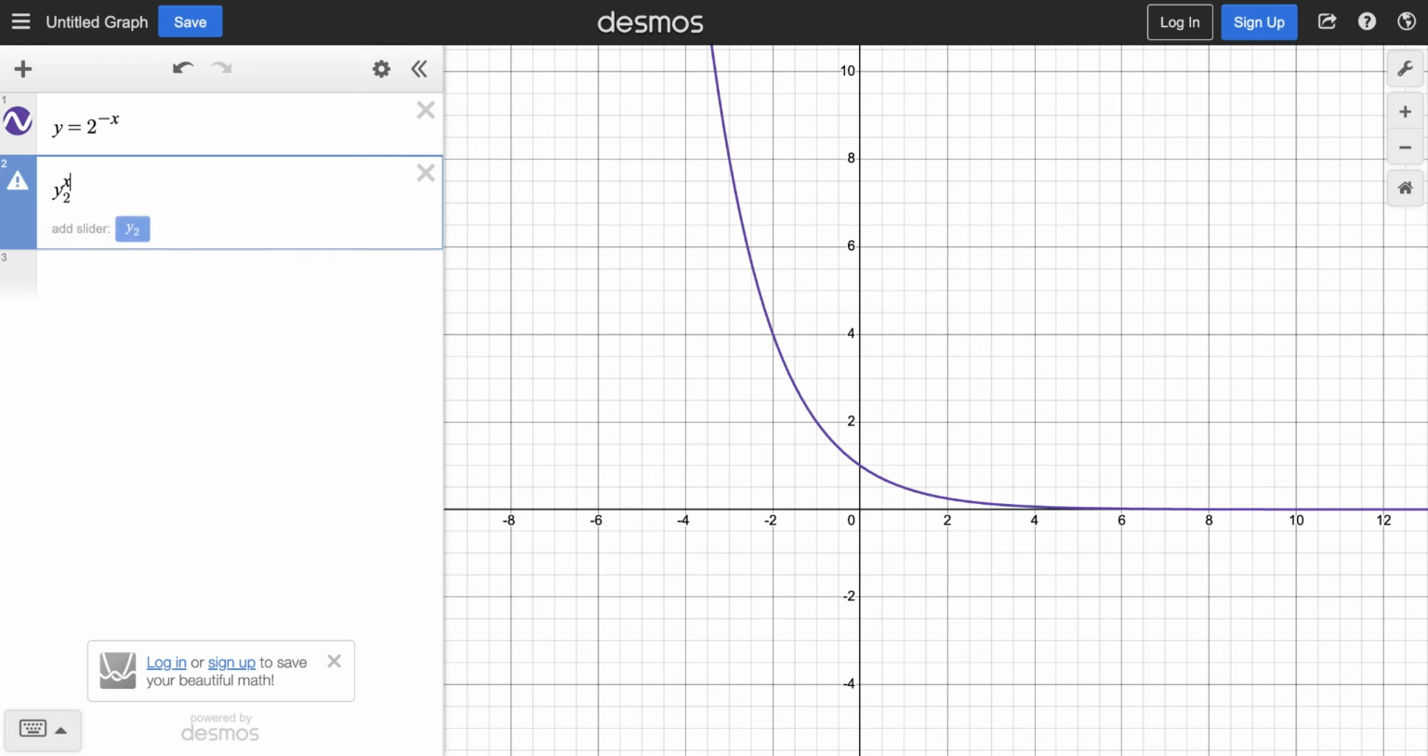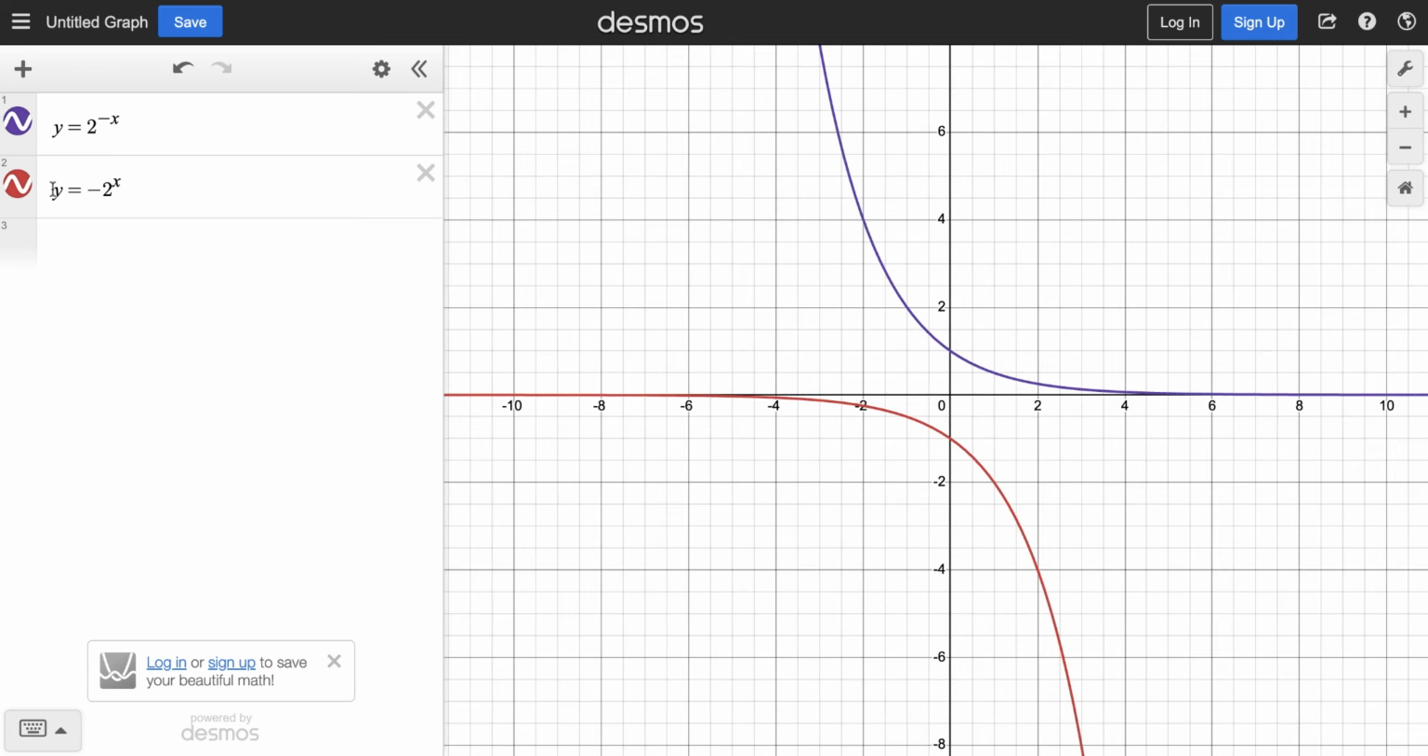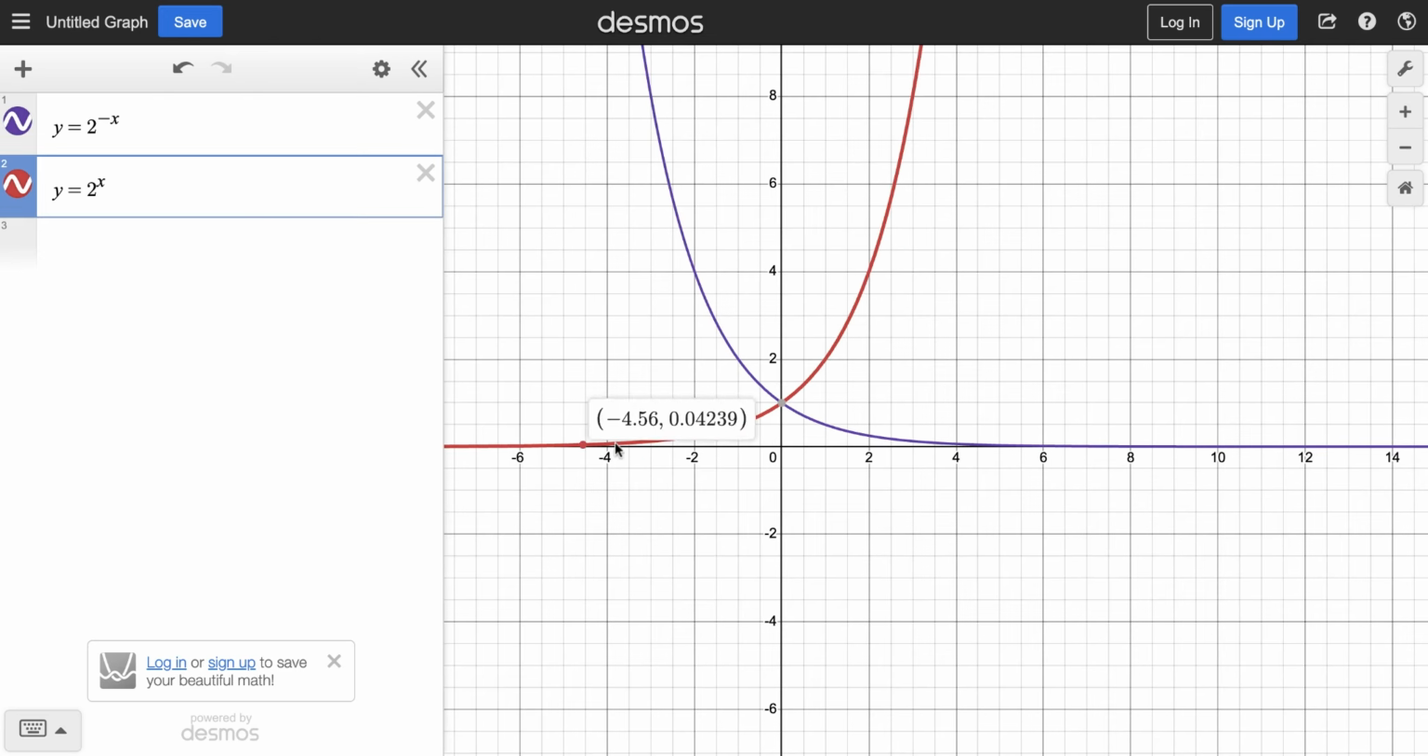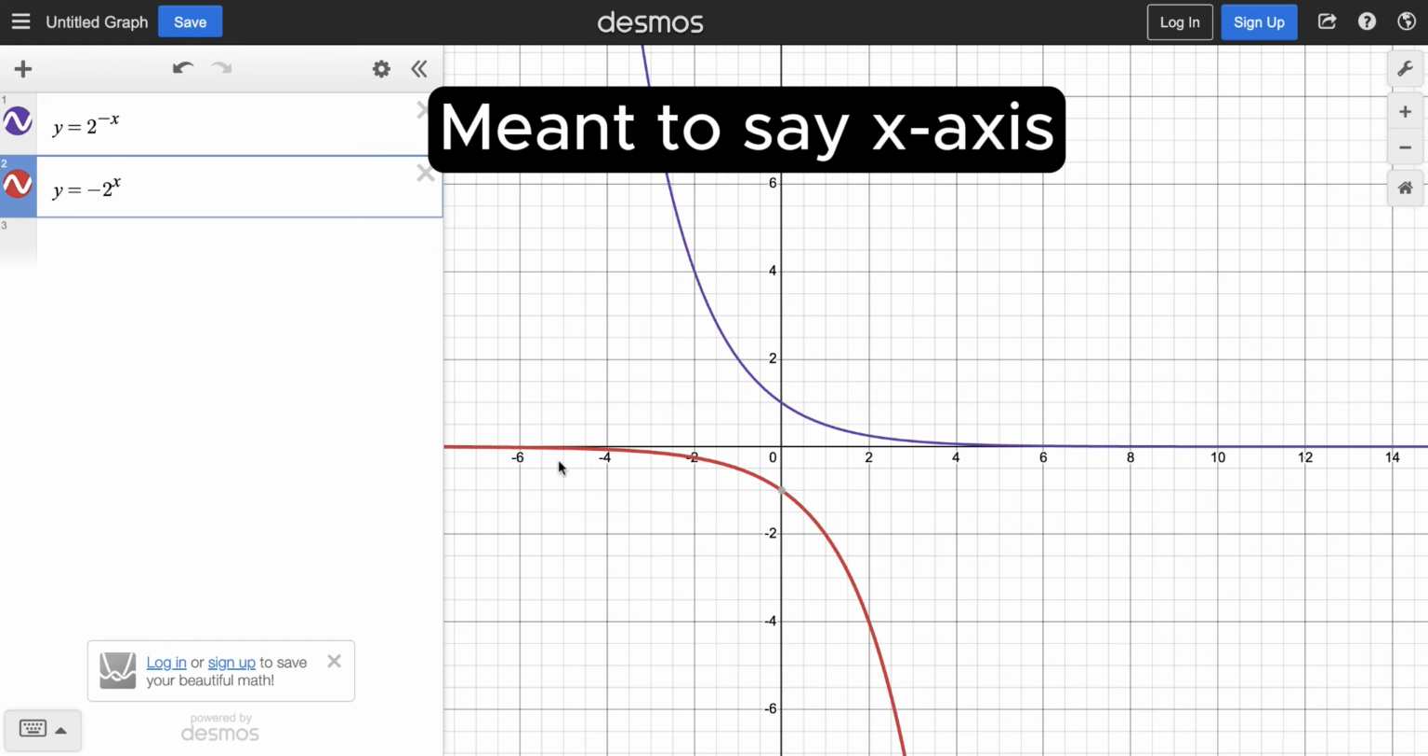Now, a lot of people get this confused when you're graphing. y is equal to negative 2 to the x is different from y is equal to 2 to the negative x power. So don't get this confused. If you have y is equal to 2 to the x power and put a negative sign on the outside, it flips it about the x-axis.